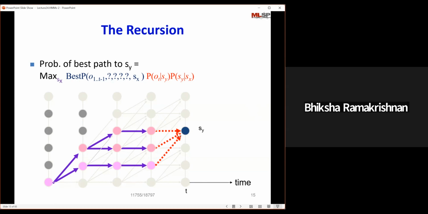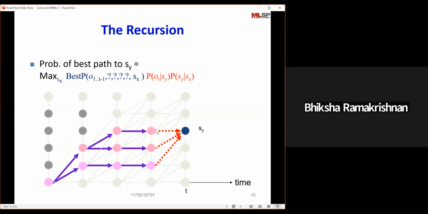Now, if I define the best path to any state as the most likely path through the trellis to that state, then we know that the most likely path to any state must be an extension of the most likely paths to its parent states. So to find the most likely path to the state, you just have to find out which of these parents, when extended, gave you the overall most likely path to the state.